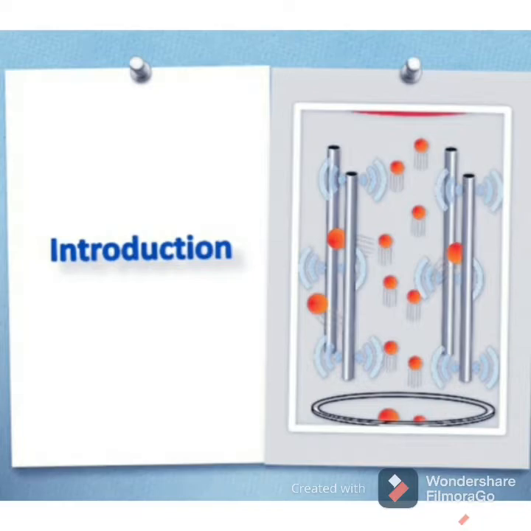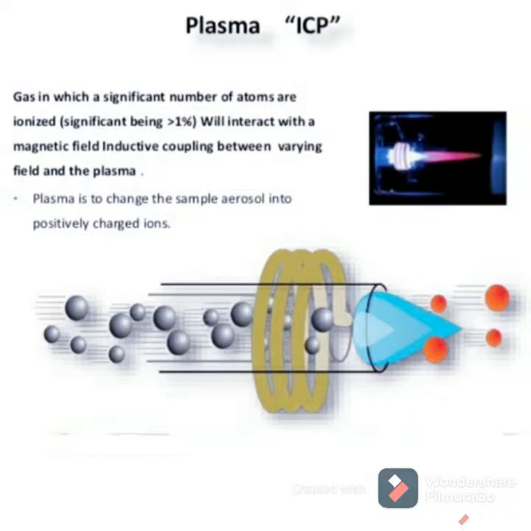I will tell you the introduction of ICP-MS. First is plasma. In ICP-MS, plasma is a gas in which a significant number of atoms are ionized, interacting with a magnetic field through inductive coupling between the varying field and the plasma. Plasma is used to charge the sample aerosol into positively charged ions. What is the use of plasma in ICP-MS?